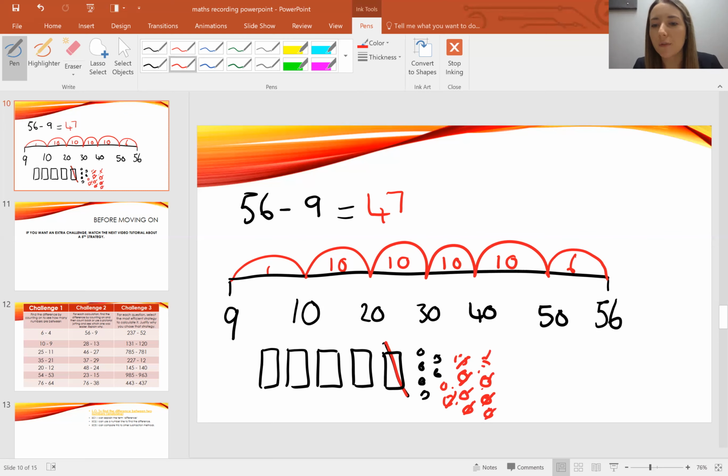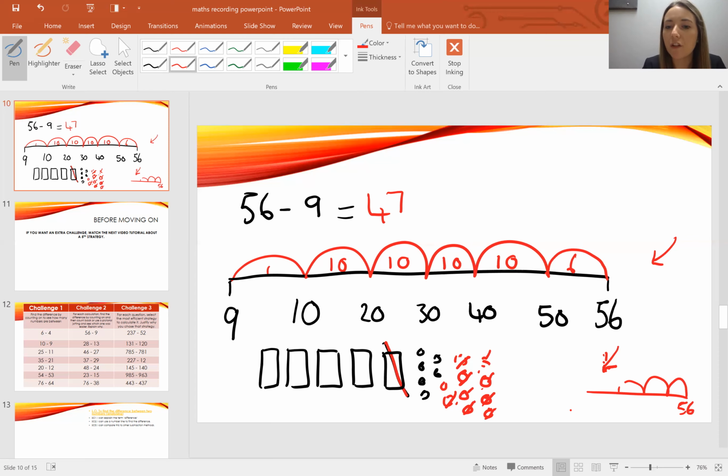Okay, so you'll do those two strategies. Always do this one. And then here you can choose whether to use this pictorial jotting or an empty number line to count back 9 and see, or you could do all 3 for each question if you really want to challenge yourself. And then underneath, I want you to explain which one you thought was easier and why.